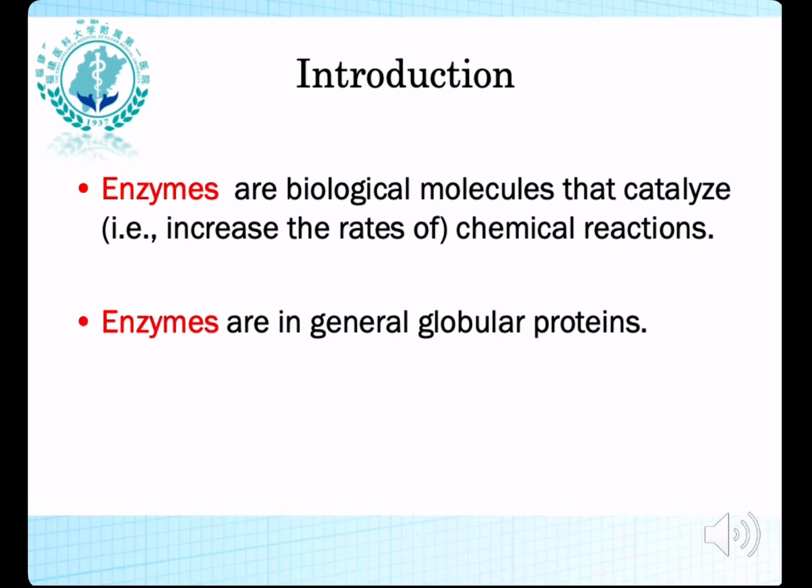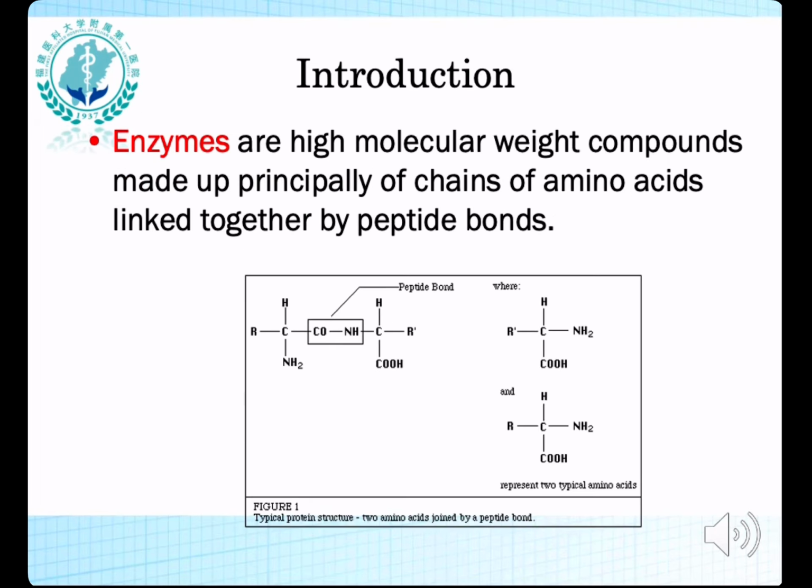Enzymes are biological molecules that catalyze chemical reactions. In most cases, they increase the rate of chemical reactions. And enzymes are in general globular proteins. Enzymes are high molecular weight compounds made up principally of chains of amino acids linked together by peptide bonds. This picture shows a typical protein structure, two amino acids joined together by a peptide bond.